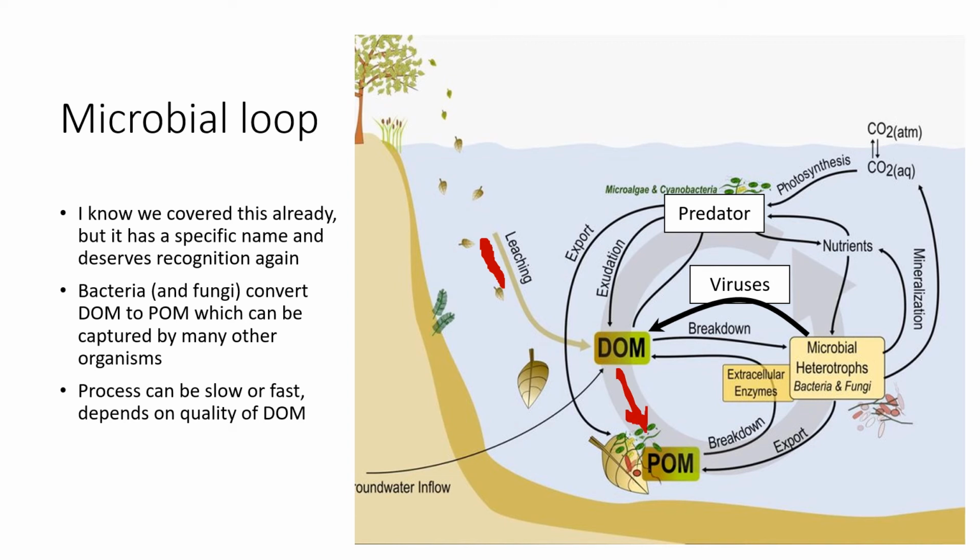So how does that actually occur? Well, it turns out that bacteria and fungi, as they are eating this DOM, will start to accumulate together, right? They may form biofilms, they may just get stuck together, and they may, as a result, produce POM. Sometimes that POM is exported out of the stream, right?